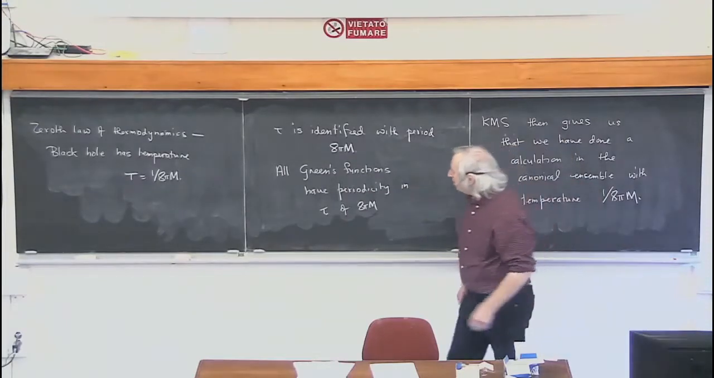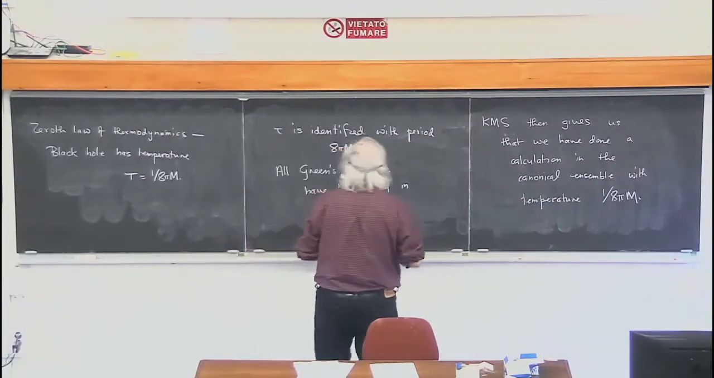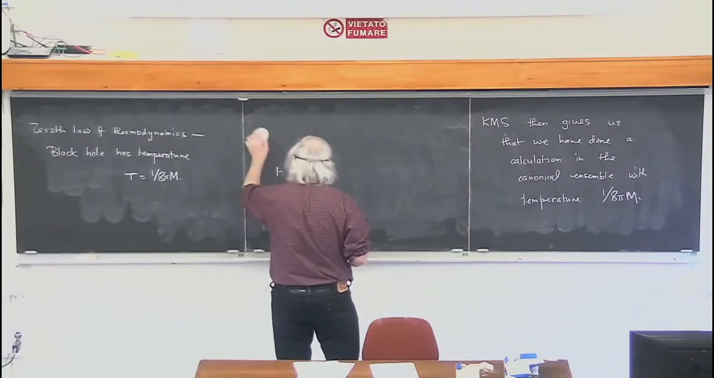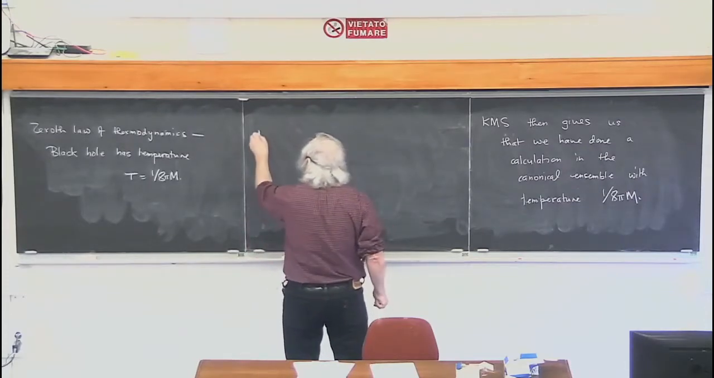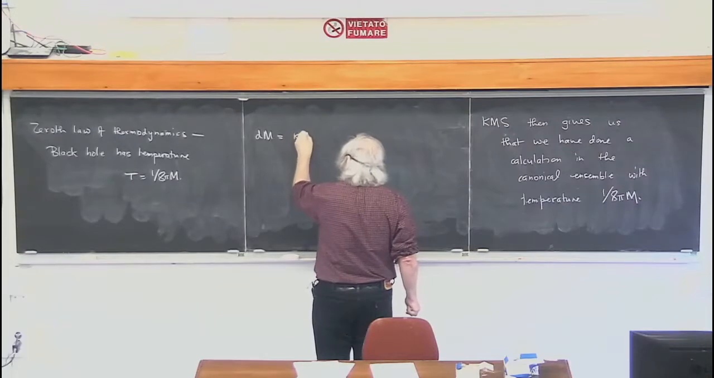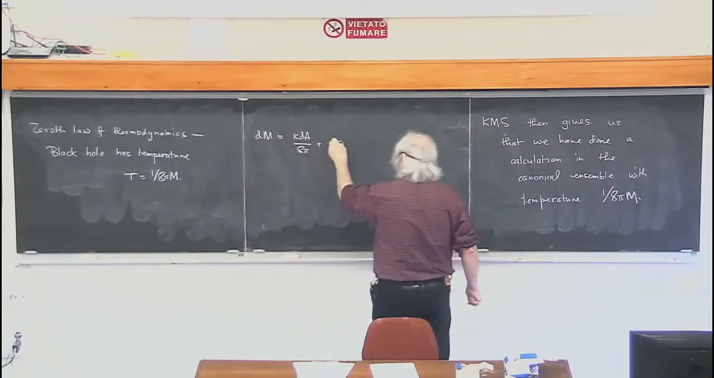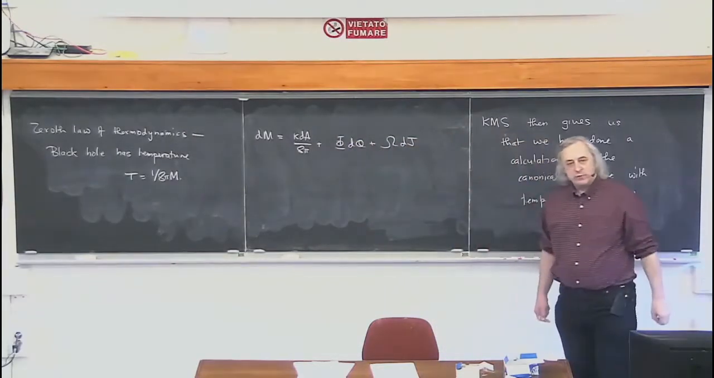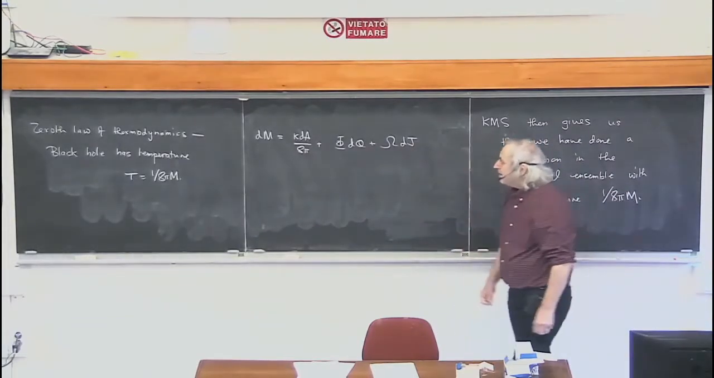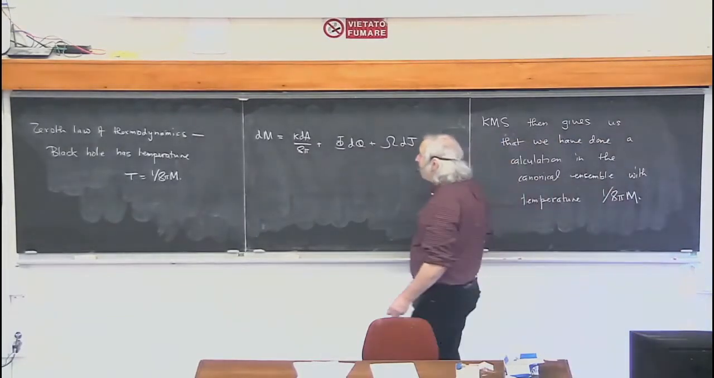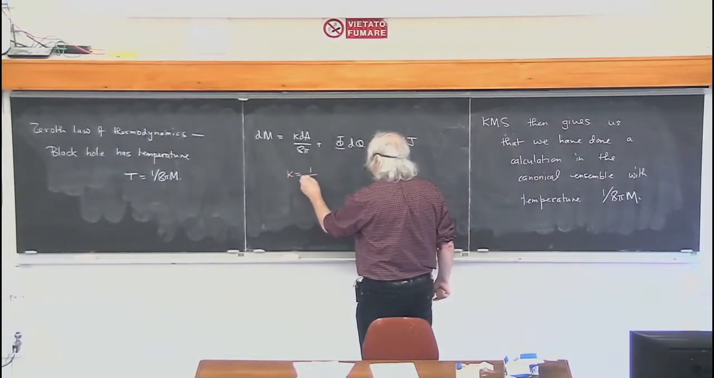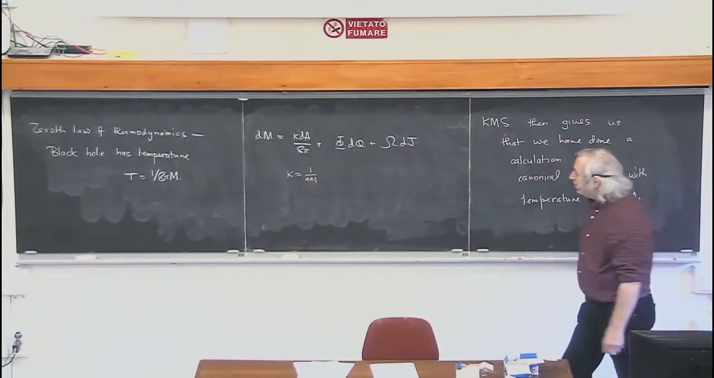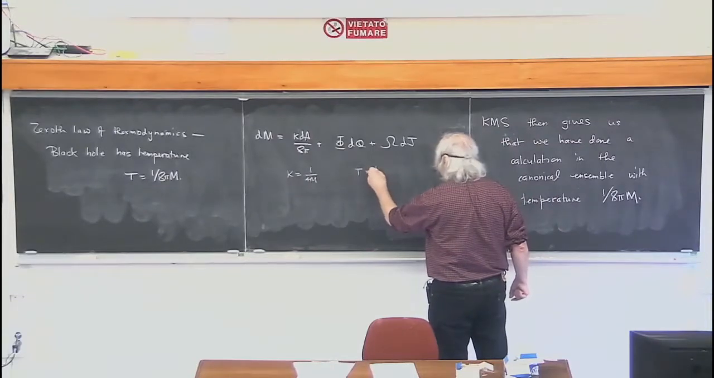Let me remind you of the first law of black hole mechanics now. dM was equal to kappa dA over 8 pi plus phi dQ plus omega dJ. We did a calculation for the Schwarzschild metric where these two are both 0 and discovered the temperature was equal to 1 over 8 pi m. But we also know that kappa is equal to 1 over 4m. So it looks as if the temperature is equal to kappa over 2 pi.